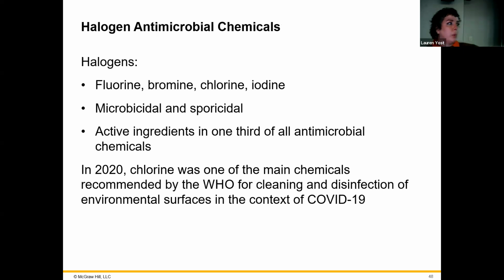Our halogens are literally what we would consider the halogens on our periodic table of elements. Fluorine, bromine, chlorine, and iodine are the commonly used ones. We don't hear a lot about bromine, but if you have a hot tub, they often use bromine instead of chlorine for hot tubs. Depends. I use chlorine on mine just because it's easier to buy.